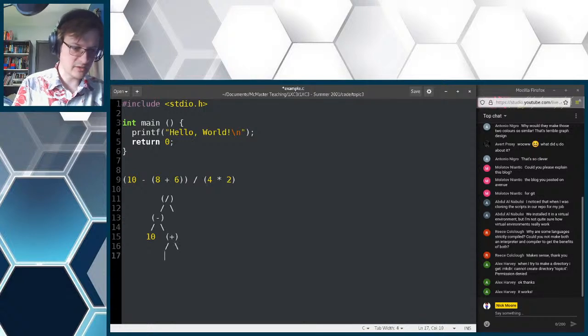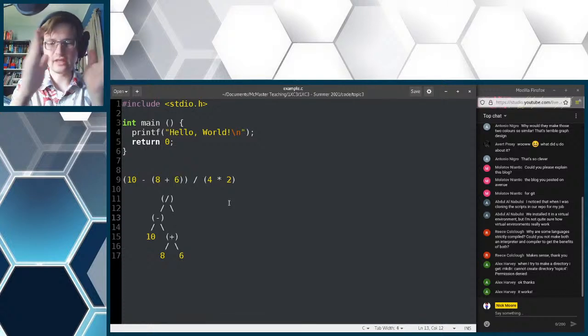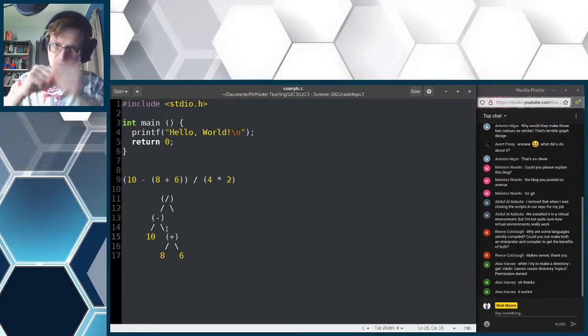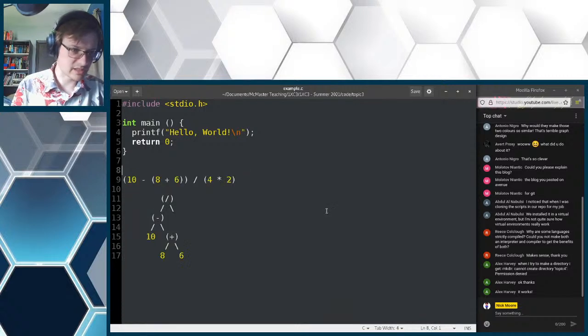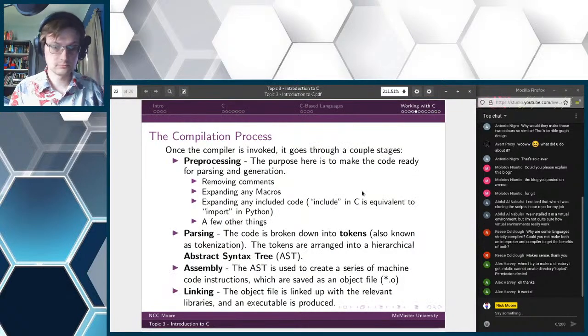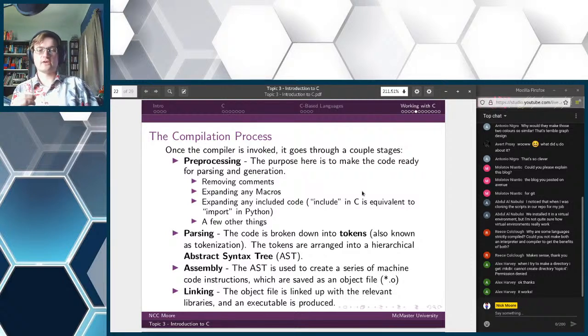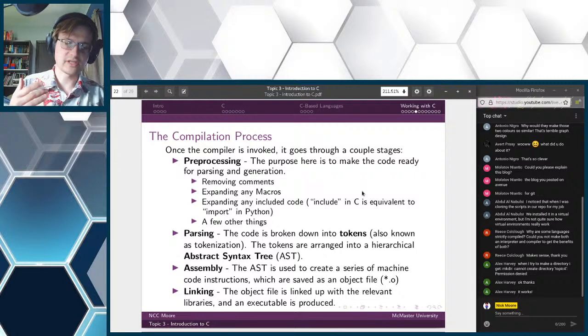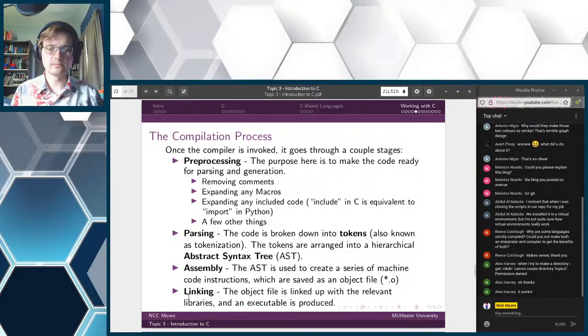am I blowing your minds right now? I hope I'm blowing your minds right now. So this is, like, et cetera, et cetera. This is how the computer breaks it down so that it can say, okay, I've got 8 plus 6, I can convert that to machine code. And it starts at the bottom and works its way up. I know about this kind of stuff because for my doctoral research, I've been making a compiler for a hardware language. So, once the object file has been linked up with the relevant libraries, an executable is produced. So, parsing, assembly, linking.